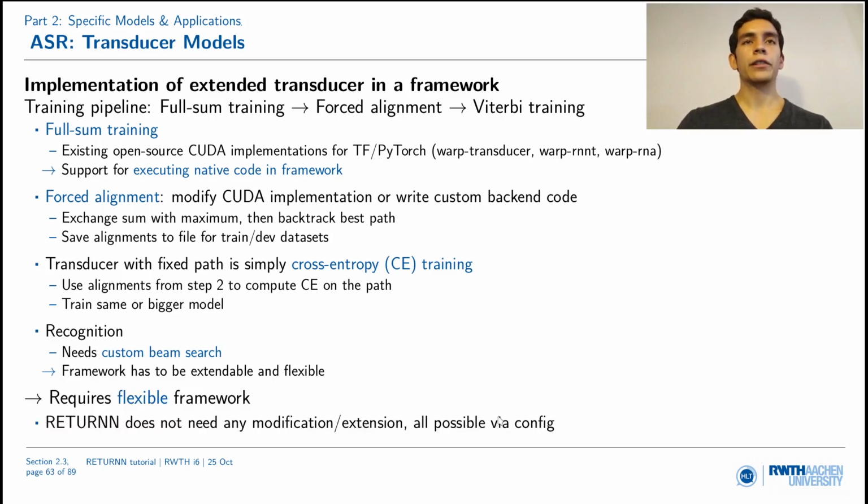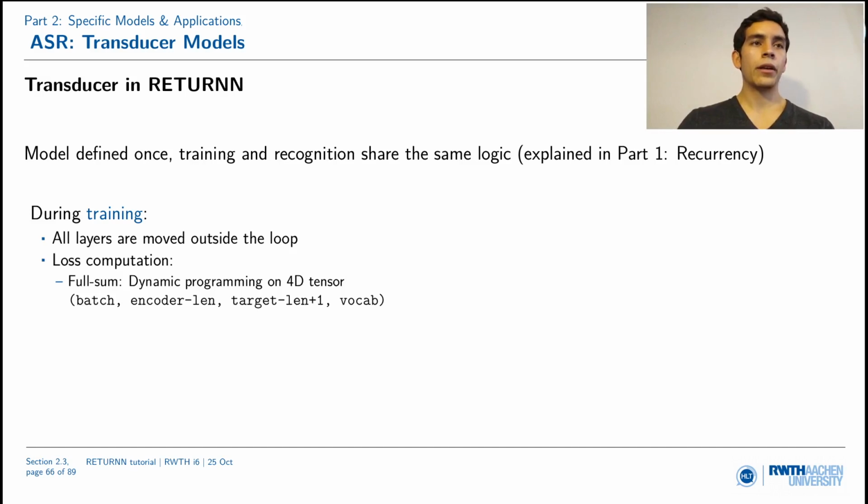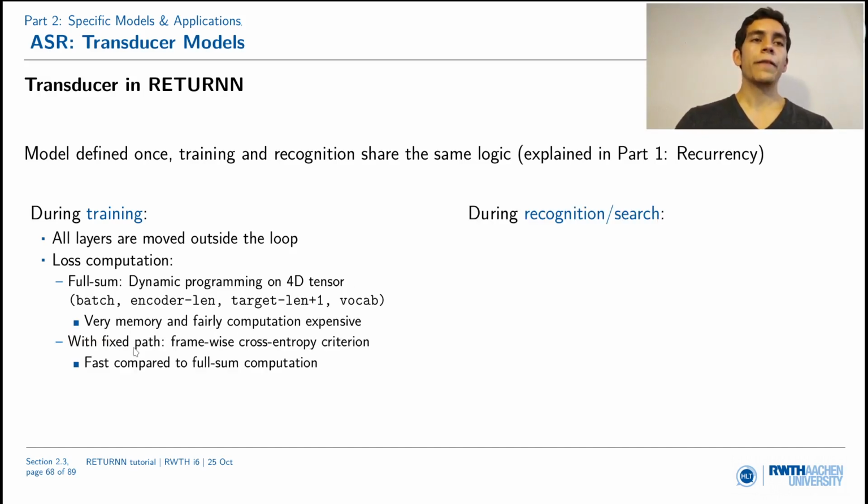And in RETURNN, we have all three steps implemented in a configuration file, and I will now go into details on how we implemented this in RETURNN. So as usual, we have a model which is defined once, and training and recognition share the same logic. During training, all layers are moved outside of the loop, so that is an efficient implementation. The loss computation, or in the full sum case, as I said, we have to perform dynamic programming, which, using the CUDA implementation, is still very memory and also computationally expensive. With a fixed path, so cross-entropy training, that is very fast and not so memory expensive in comparison to the full sum computation. During recognition and search, we simply perform the single steps as explained earlier.